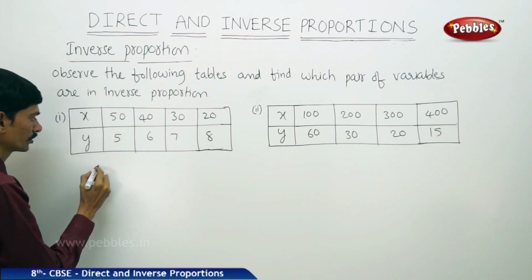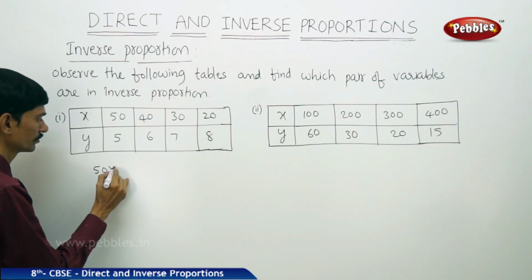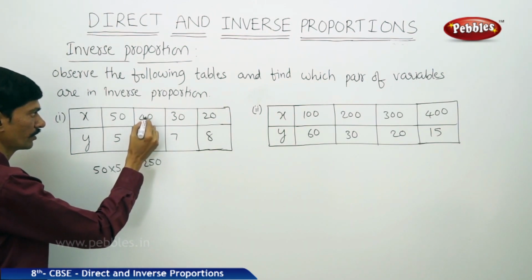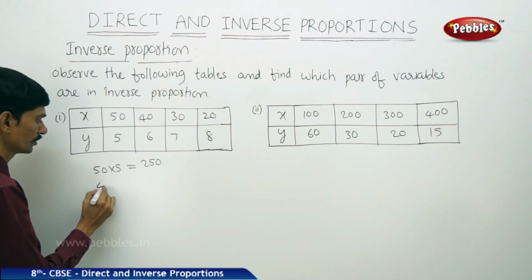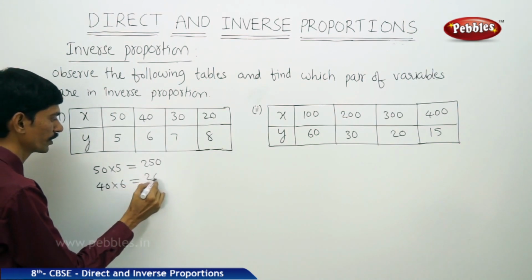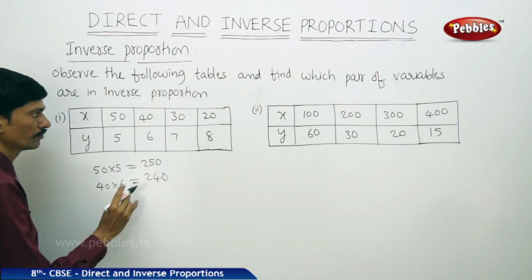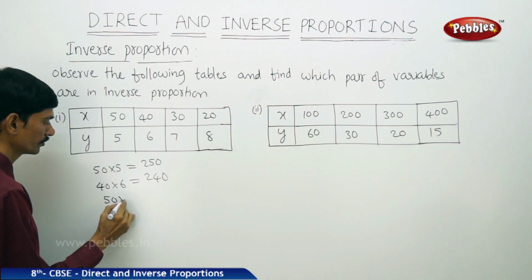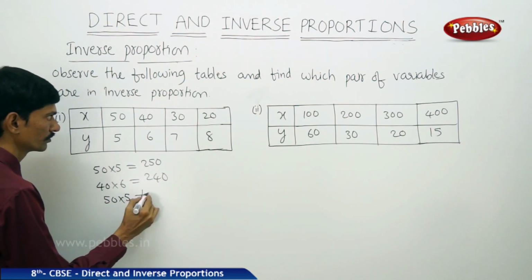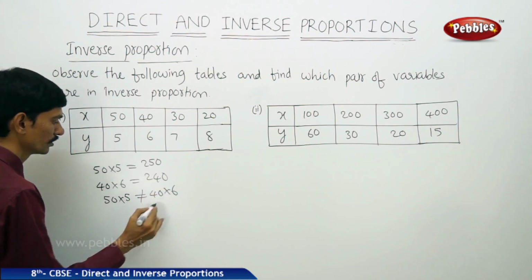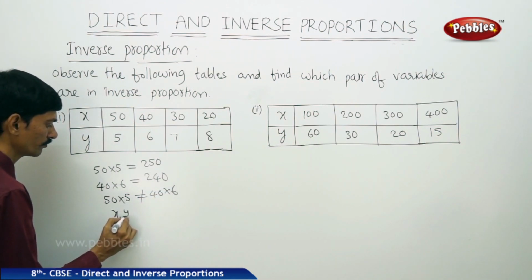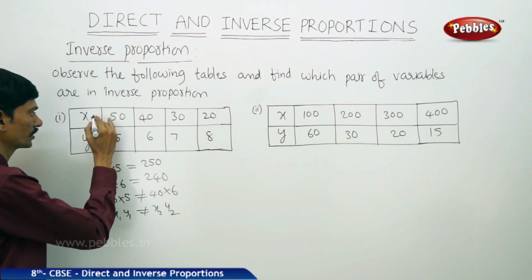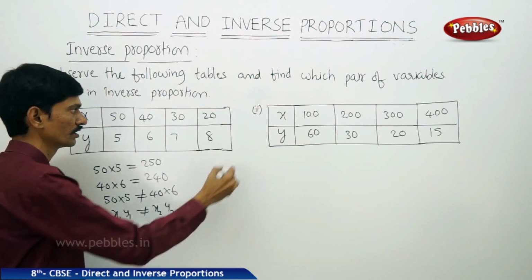Now in the first case, when you multiply 50 into 5, we get 250. And if you multiply the x value and y value in the second case, we get 40 into 6 equals 240. So these two are not equal. Then we need not check for further cases. Then we can write that 50 into 5 is not equal to 40 into 6. So we can write that x1 into y1 is not equal to x2 into y2. So then the two quantities x and y are not in inverse proportion.